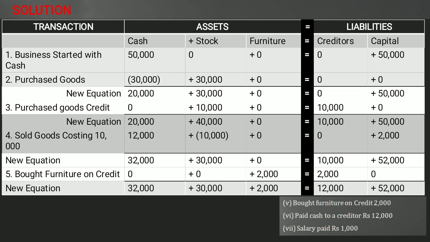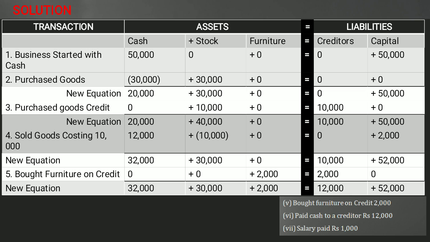Just imagine, in the business organization we are buying furniture in credit mode, so we are getting furniture, and that's why we have to increase furniture on the asset side, because furniture is part of assets, and we are buying it in credit mode, so definitely it will increase the amount of creditors.